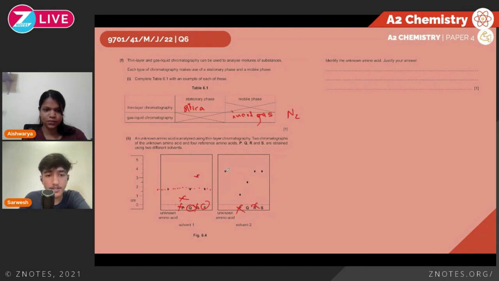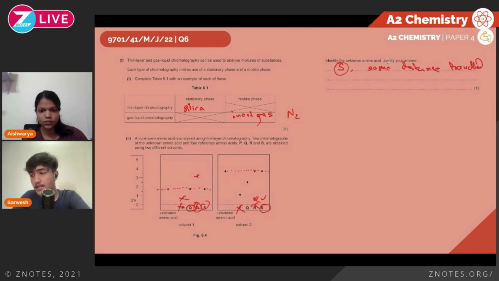Now let's again check where the unknown amino acid is in the case over here. The unknown amino acid is on the level of R and S, but we've already crossed R out, so it cannot be R. So S has shown to be on the level of the unknown amino acid in both cases using both solvents. So the unknown amino acid is S. Same distance traveled in different solvent. So instead of distance, I guess Rf would be a more suitable term to use.